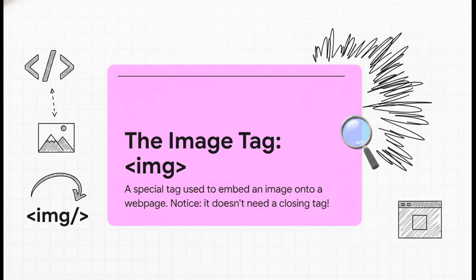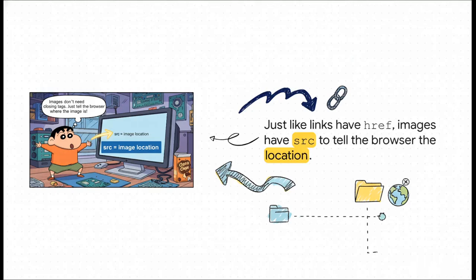To get a picture on our page, we use the image tag. Now, this one is a little special. See, unlike the heading or paragraph tags, it doesn't actually wrap around anything. It's a self-contained instruction. So it doesn't need that second closing tag. It's a lone wolf.